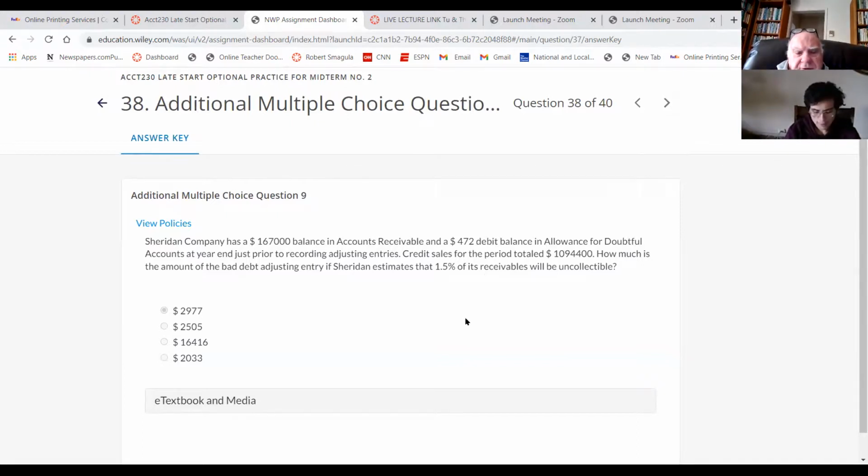The balance in accounts receivable is 167,000 times 0.015. Multiply that out, and now because it's a debit balance, we have to add 472 to it. You should come up with 2,977. Yes. Okay. It's not a real easy test, to be honest with you.